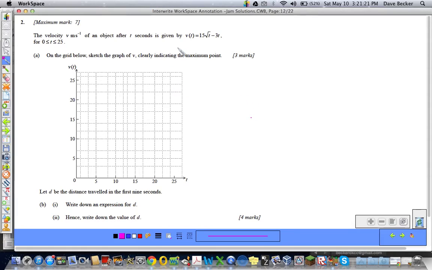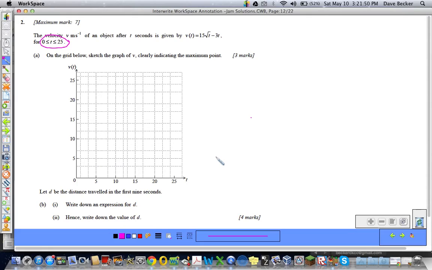Problems 2, 3, and 4. Hopefully it wasn't too bad for you. Okay, on the grid below, sketch the graph of V, clearly indicating the maximum point. So we're supposed to, well, let's make a note: 0 less than or equal to t less than or equal to 25. That's the domain. We don't go anywhere beyond that. We look at our scale here. It looks to be in 5s. So that's what I'm going to do on my calculator.